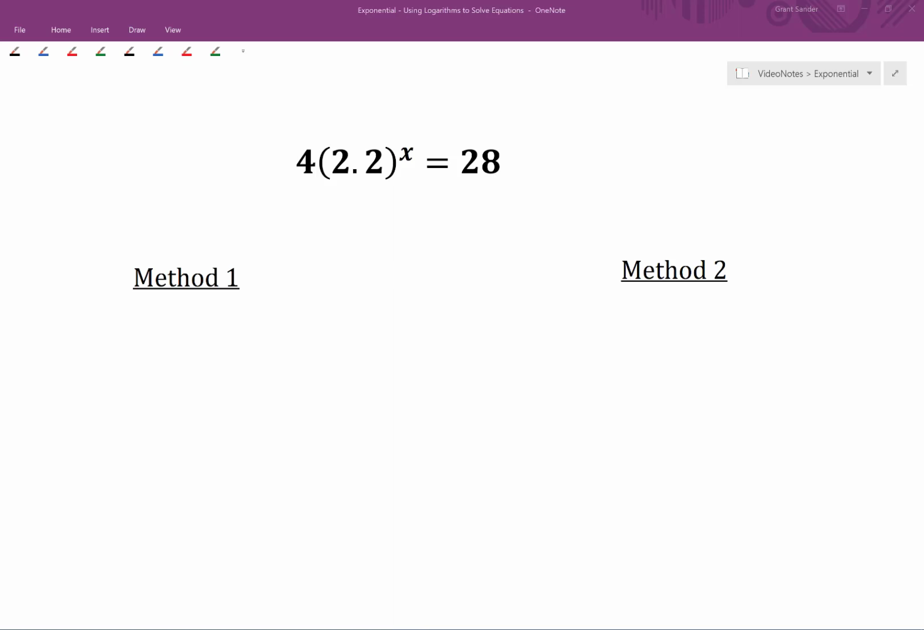In this video, we will use logarithms in two different ways to solve the given equation. So suppose 4 times 2.2 to the x is equal to 28. We'll start with method 1.